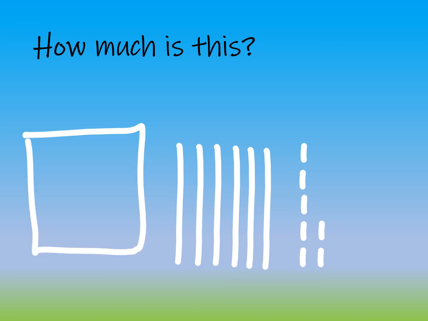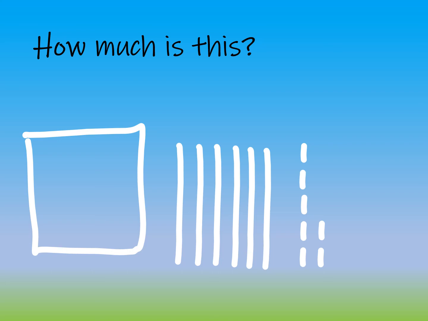How much is this? Always start with the ones and work your way up, because if the ones get crowded, you're going to have to regroup and move it over to the tens. And if the tens get crowded, you're going to have to regroup and move it over to the hundreds. So begin with the ones.